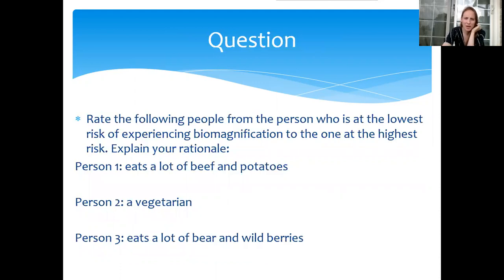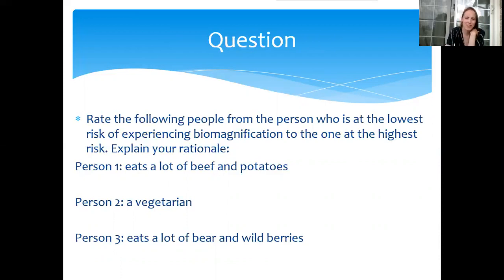So try this question. Rate the following people from the person who is at the lowest risk of experiencing biomagnification to the one at the highest risk, and explain your rationale. So pause here, see if you can do that, and then come back to the answer.